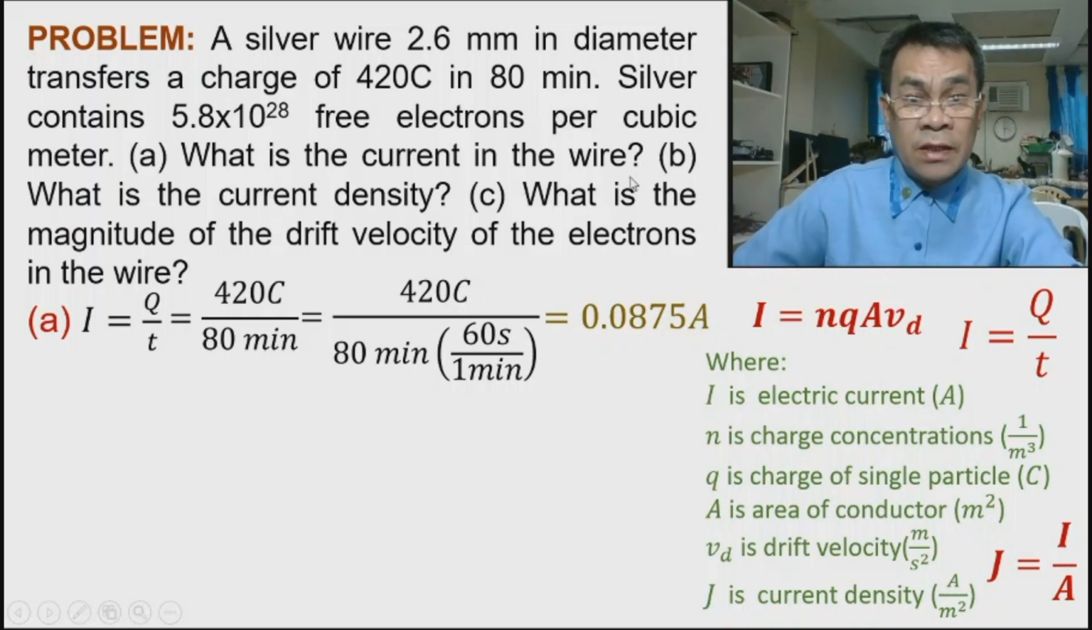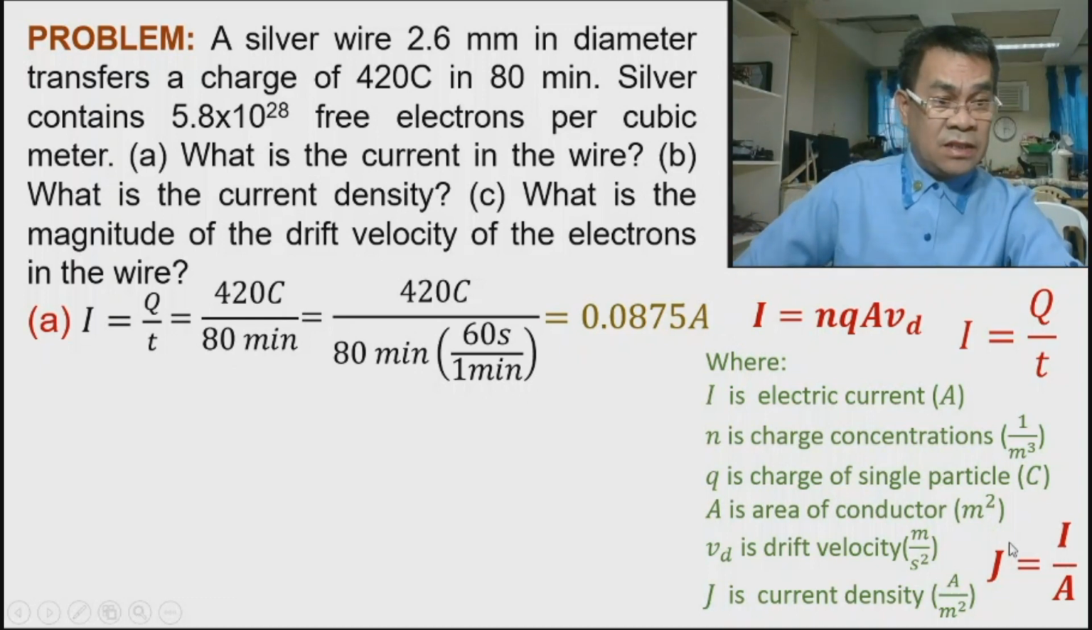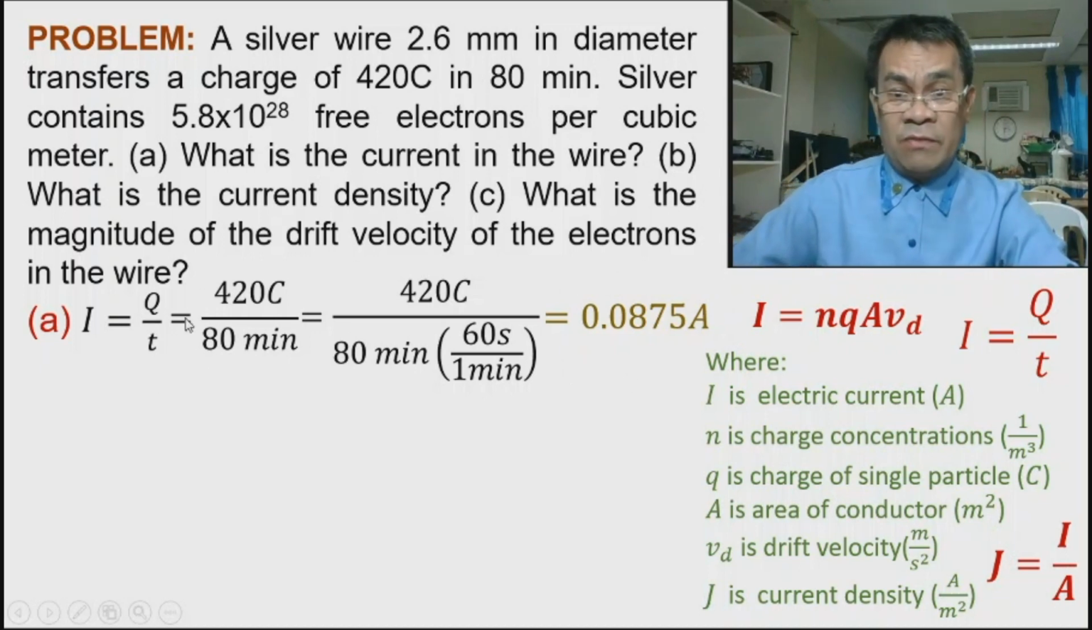Letter B is: what is the current density? It is J, and J is I over A. Take note, we already have I, I is given, so all you need to do is divide that by A. But what is A? The area of the conductor.